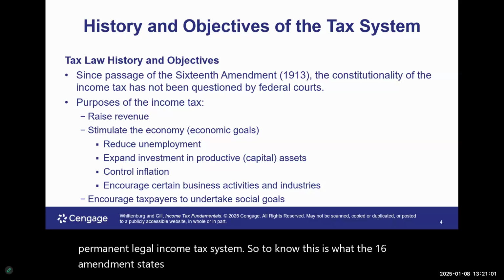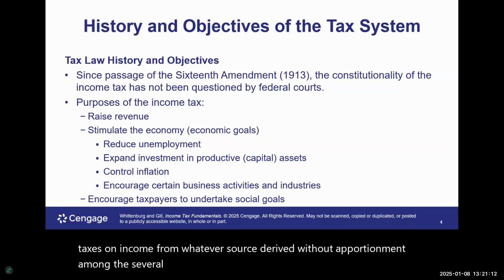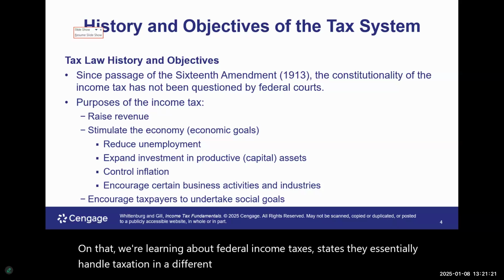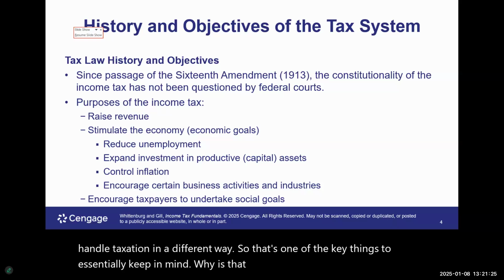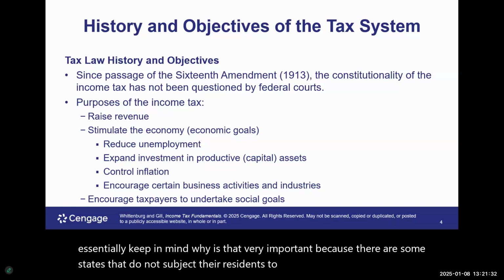It says Congress shall have the power to lay and collect taxes on income from whatever source derived without apportionment among the several states. Just to gain some clarity on that, we're learning about federal income taxes. States handle taxation in a different way. That's one of the key things to keep in mind. Why is that very important? Because there are some states that do not subject their residents to taxes. So you just want to keep that in mind.